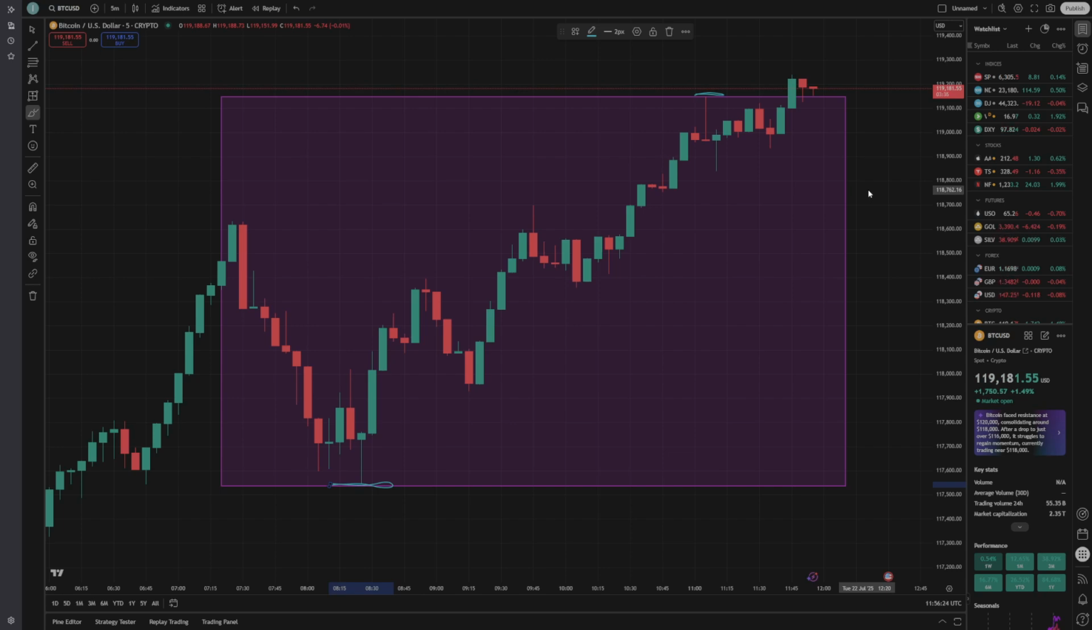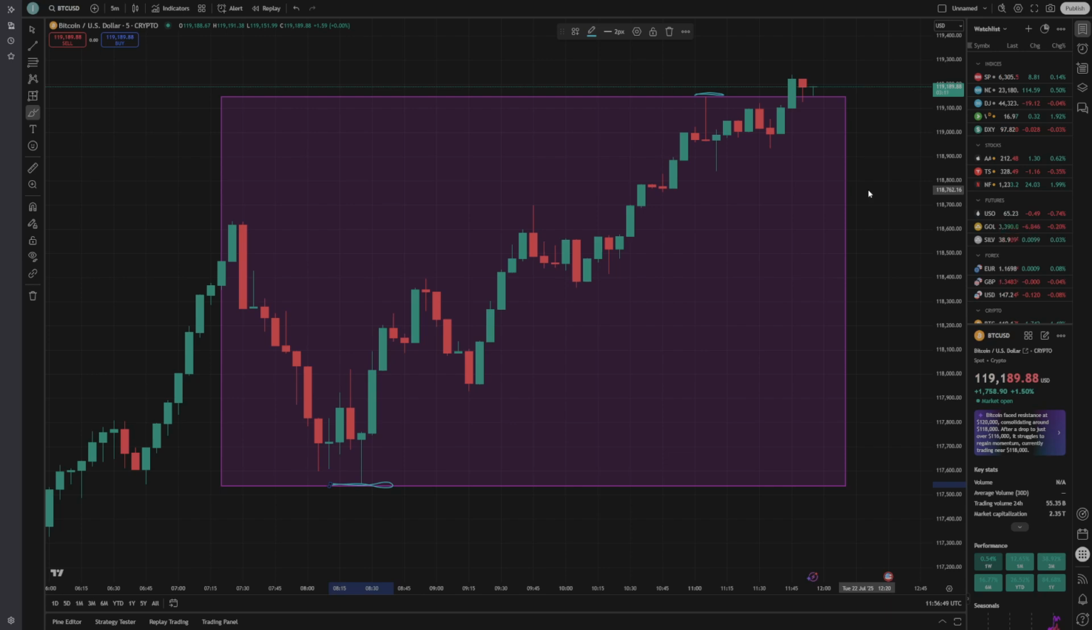Step 1, define your time frame. Your strategy starts with your time frame. Are you day trading? Then you might draw the box using the previous day's high and low on a 5-minute chart. Are you swing trading? You could draw the box using weekly levels on the 1-hour or 4-hour chart. The logic stays the same, but the context changes. Choose a time frame that fits your lifestyle.